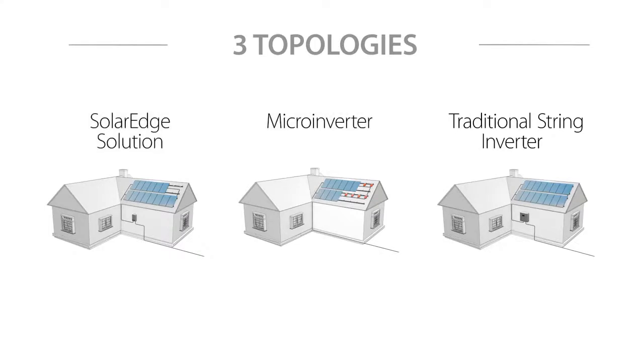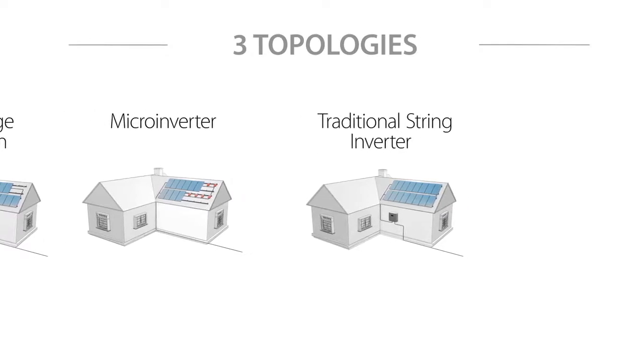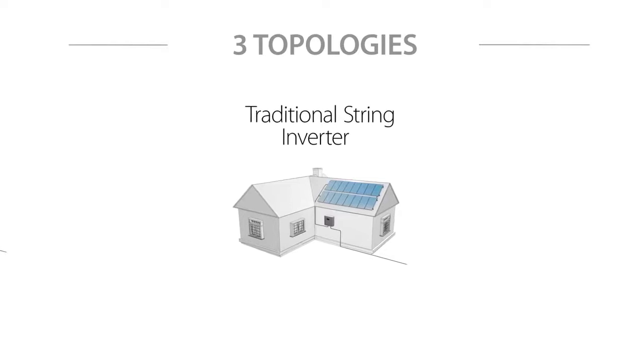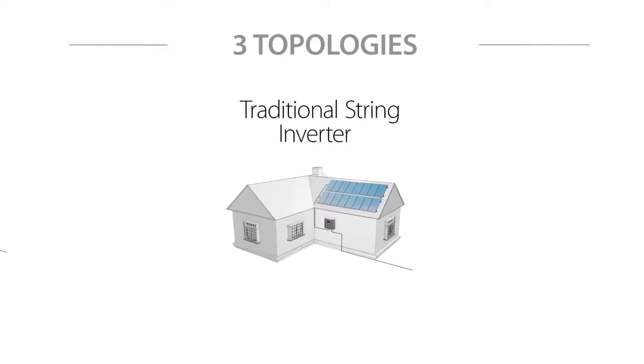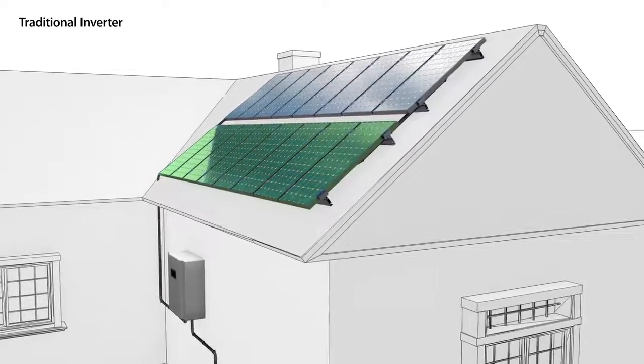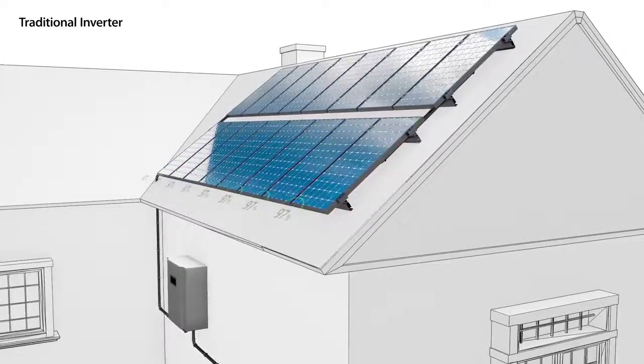Three different inverter topologies are currently used in PV systems: a traditional string inverter system, a microinverter system, and the SolarEdge solution. The traditional string inverter topology, which is still used in the vast majority of all installations, has a number of significant drawbacks. In traditional systems, panels are wired in a series as a string.